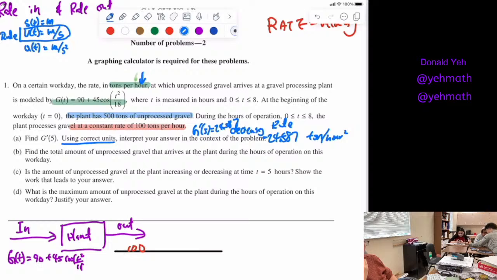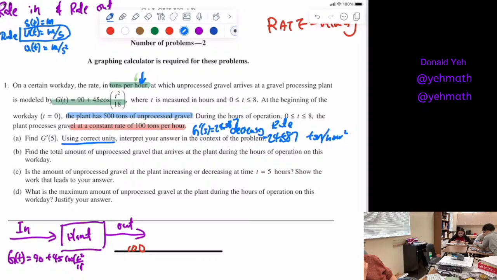Is that rate in or rate out? In. So what are you supposed to do for B though? What are you supposed to do for B? How long is a work day? They tell you. Oh, 0 to 8.